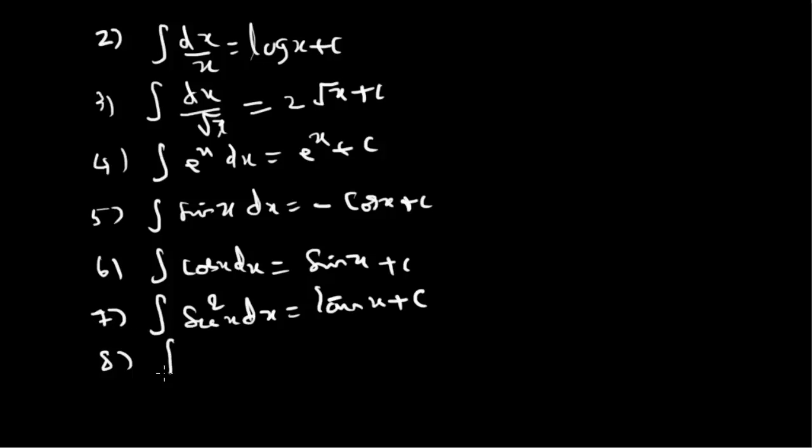The 8th formula, similarly, cosecant squared x dx. This is nothing but... differentiate cot x, you get minus cosecant squared x. So differentiation of minus cot x is plus cosecant squared x. So write minus cot x plus c.